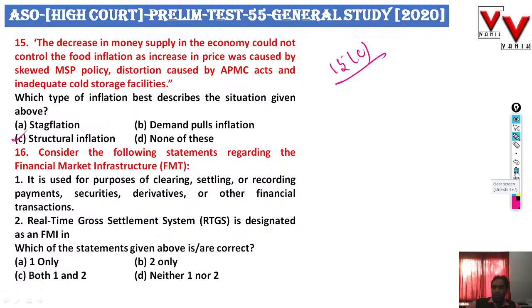Now we are going to discuss the 16th question. Consider the following statements regarding financial market infrastructure. It is used for the purpose of clearing, settling or recording payments, securities, derivatives or other financial transactions. The real-time gross settlement system is designed for the FMI. Both statements are correct, so the right answer is going to be C. Now we are going to discuss the next question, the 17th one.